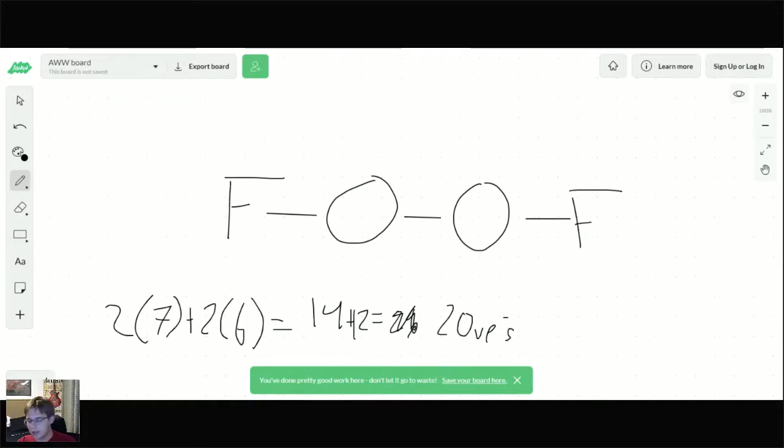Right, think back to the trend for electronegativity on the periodic table. Fluorine. Yeah, exactly. You can hear my brother in the background doing whatever he's doing.